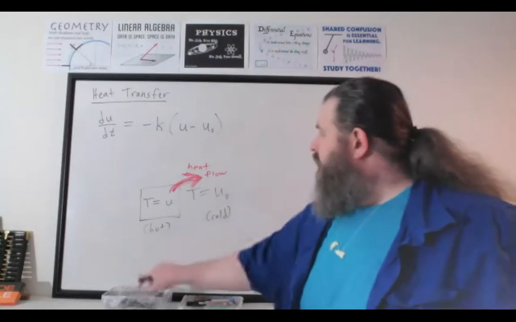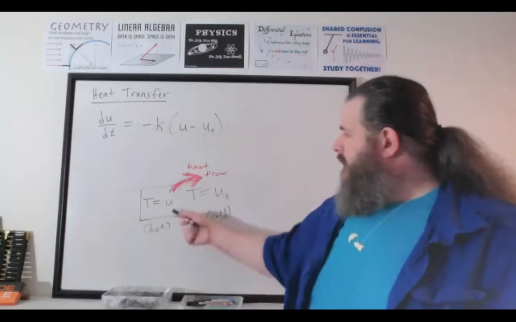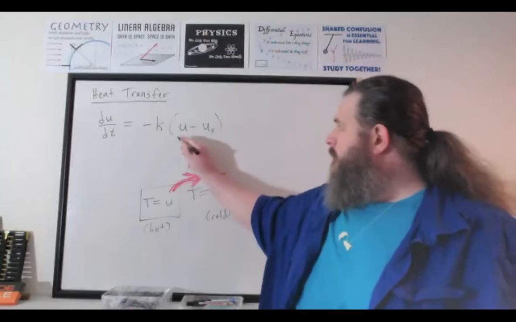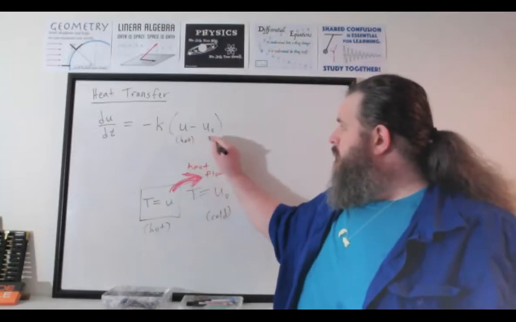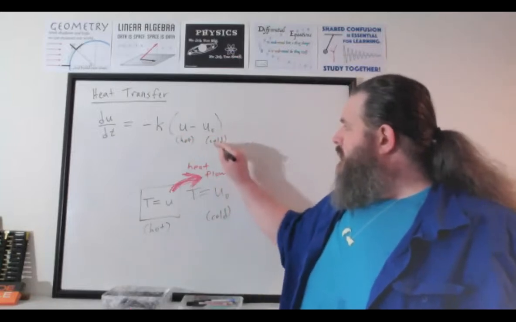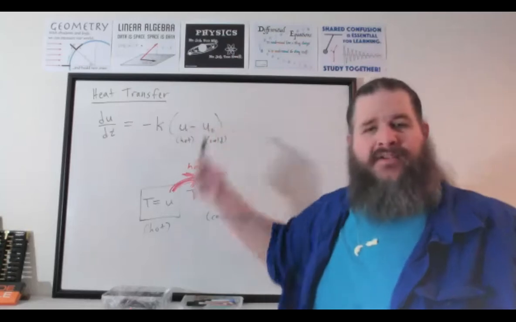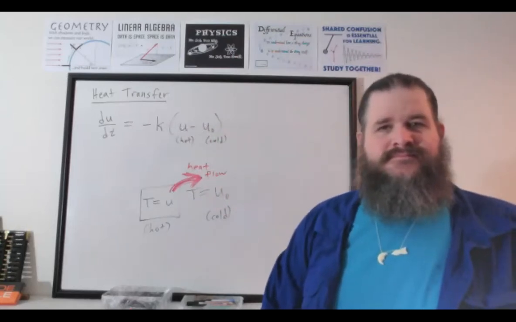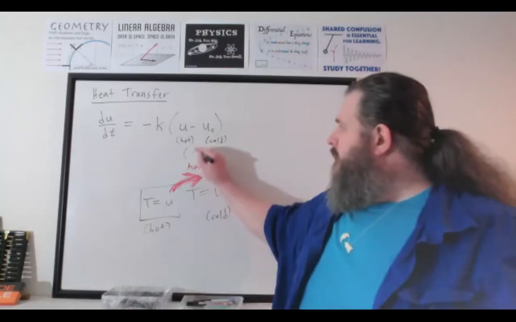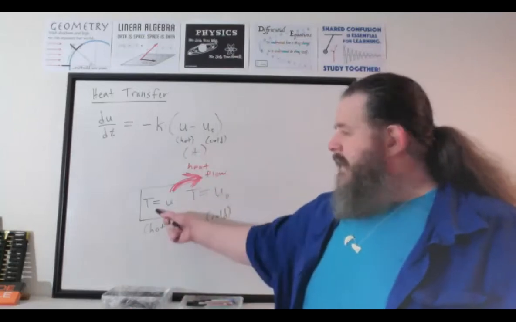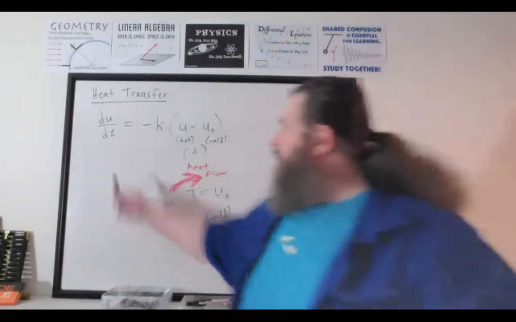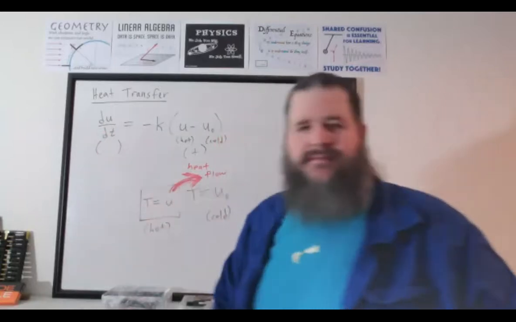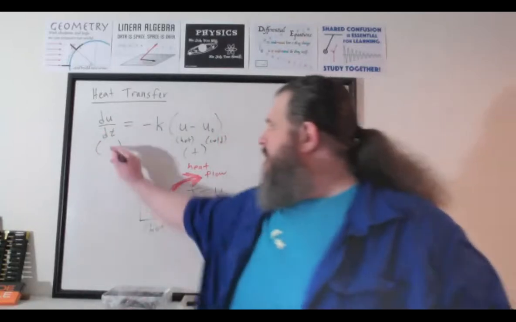And this actually has to do with the sign here. If we have U is a high temperature and U naught is a cold temperature, what sort of value do you get if you subtract a hot temperature minus a cold temperature? You would still get a positive one. Right. But we want the object to be getting colder in this case. So du dt, the rate of change in temperature, should be what sign? Should be negative, because it wants to be colder.